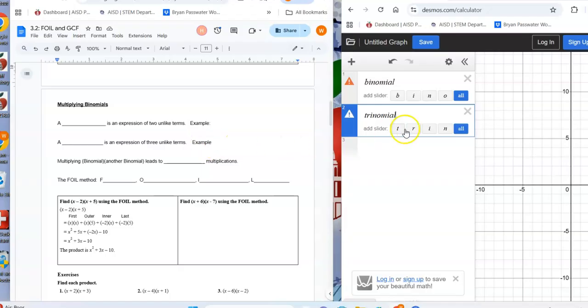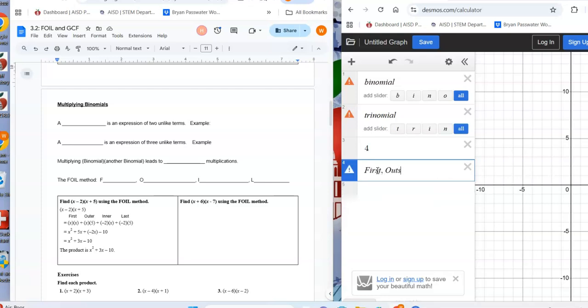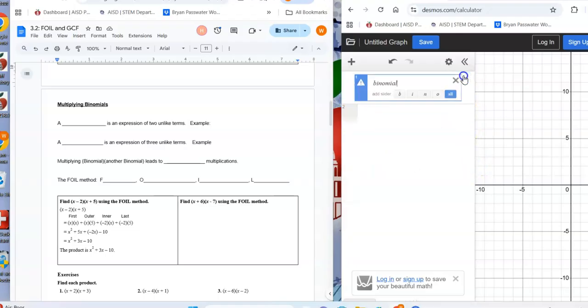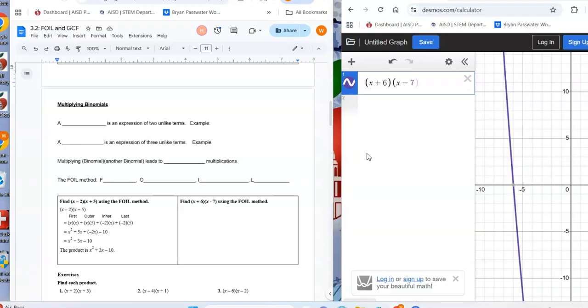Now, a multiplication of a binomial times another binomial leads to 4 multiplications. The 4 multiplications we're going to do are spelled out FOIL. That is first, outside, inside, and last. Those are the FOIL that would go here. So doing FOIL, I'm going to do x plus 6 times x minus 7. That's the example.